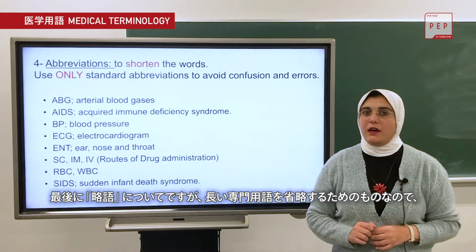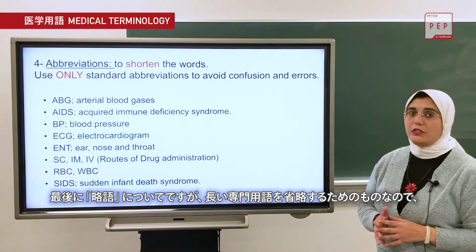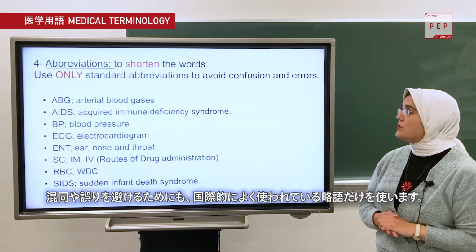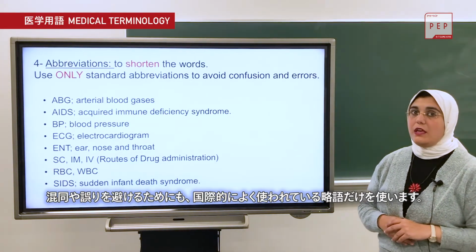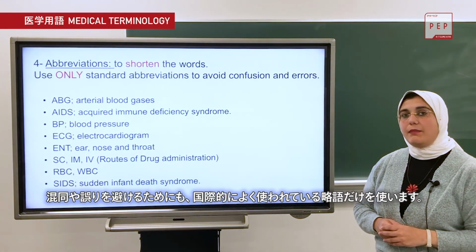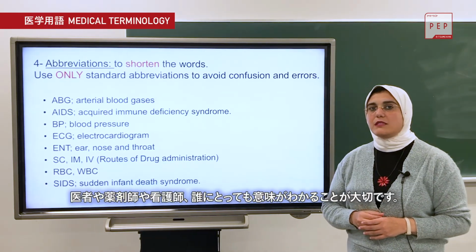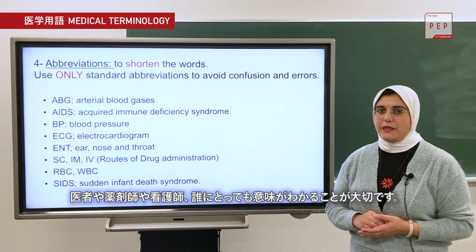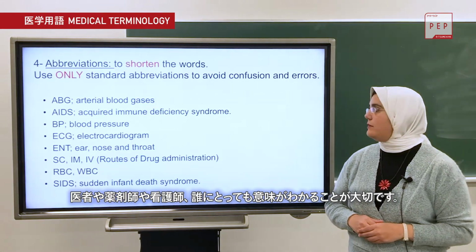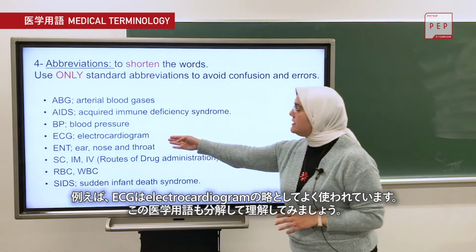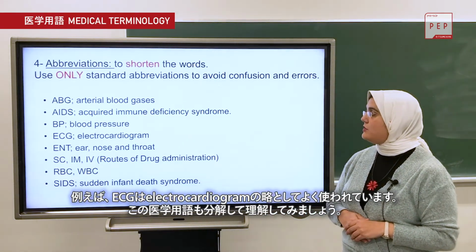The last part is abbreviations, and as I said, they are used to shorten the words, and you should use only the standard abbreviations to avoid confusion and errors. Internationally, we have some very well-known abbreviations, and whenever the doctor or the pharmacist or the nurse writes these abbreviations down in the patient's report, everybody understands what they mean. For example, ECG, a very common abbreviation used for electrocardiogram.